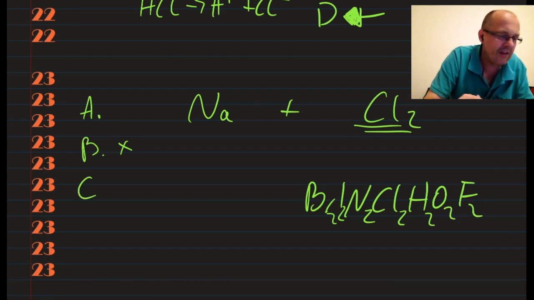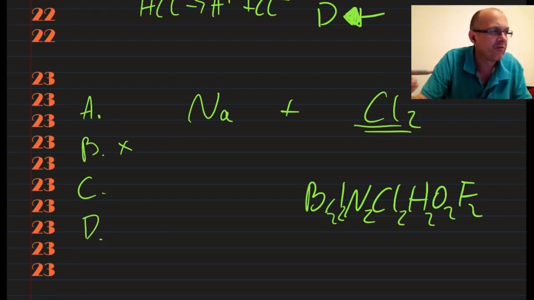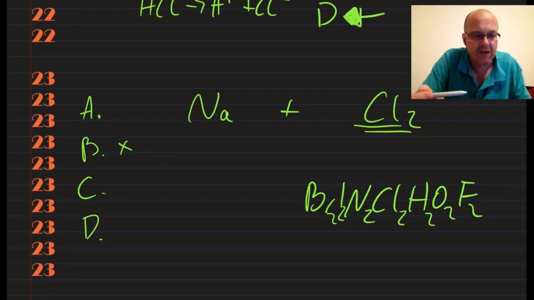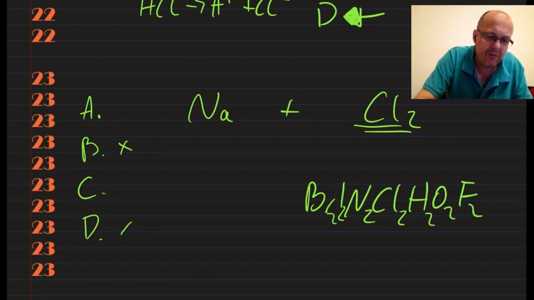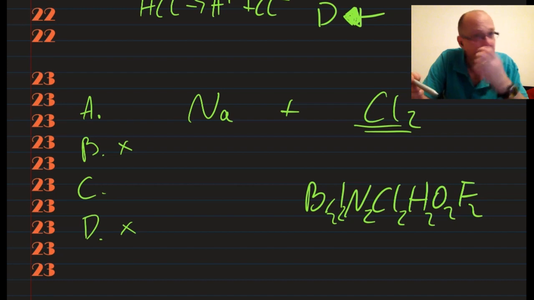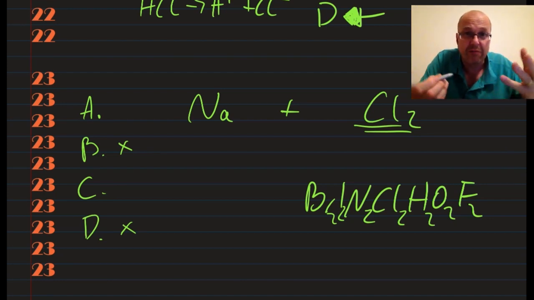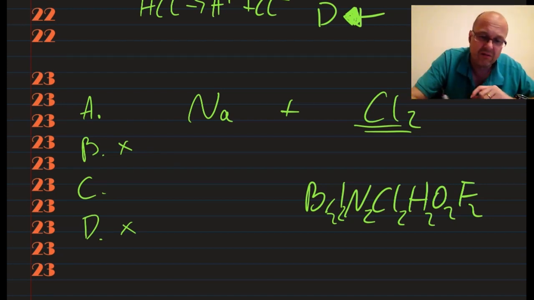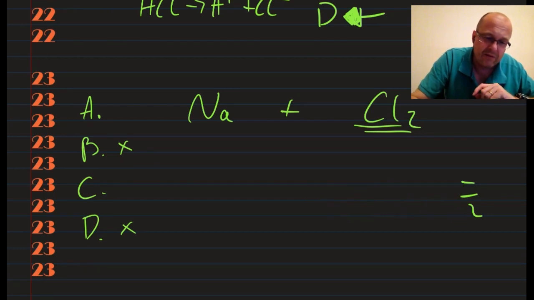C could be C because chlorine's a gas. But D, it can't be D. This is molten salt. There's no way you're making solid sodium. Group 1 have low melting points. Remember when your teacher threw it into water and the sodium melted? It wasn't that hot. All right. So it's either A or C.